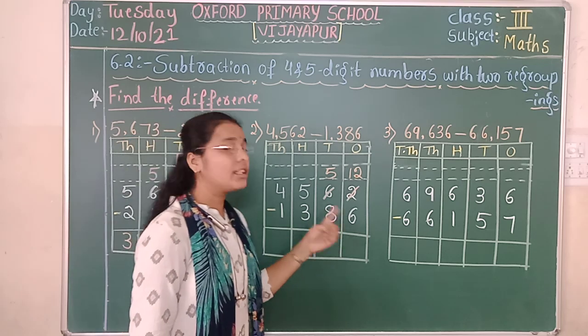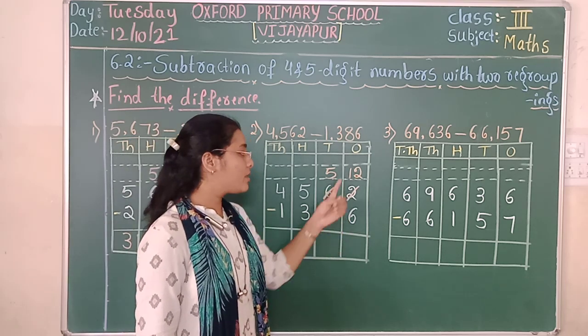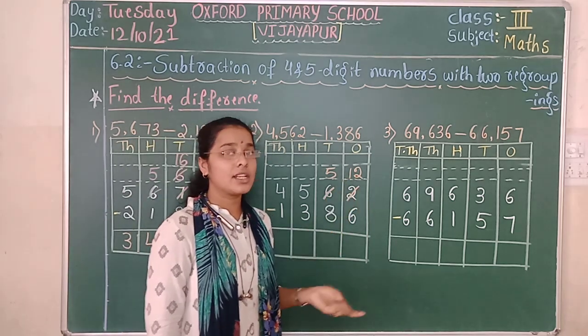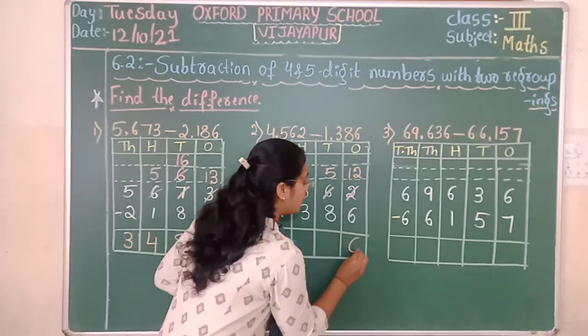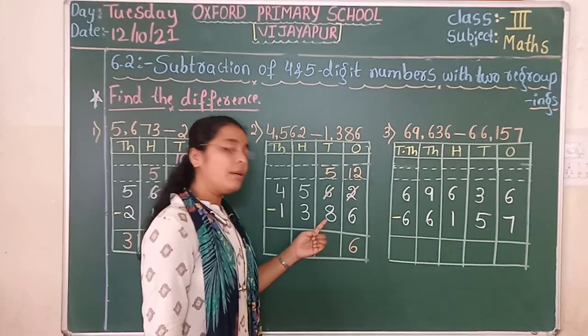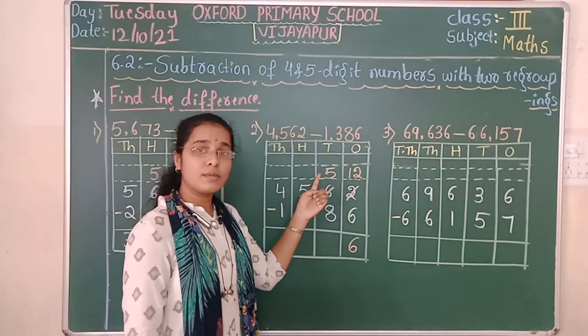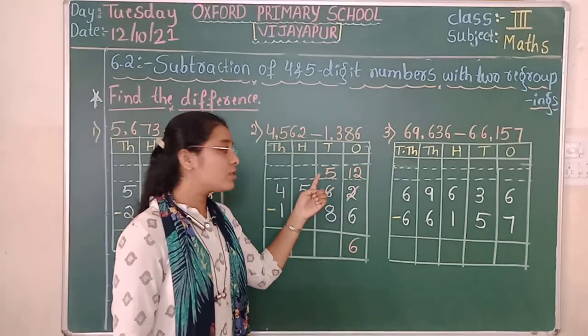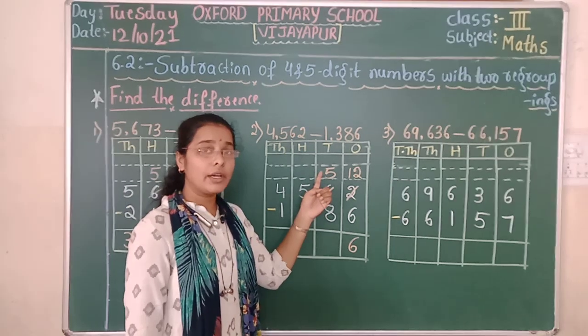Now we will subtract the ones place. After 6, count to get 12. We will count 6 times. Next, 8 is a bigger number, 5 is a smaller number. Are you able to subtract a bigger number from a smaller number?